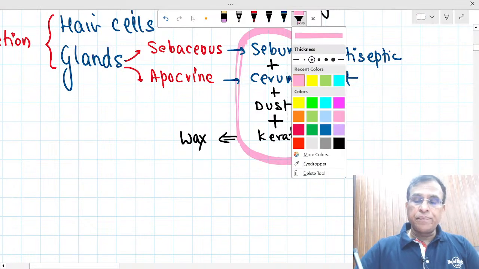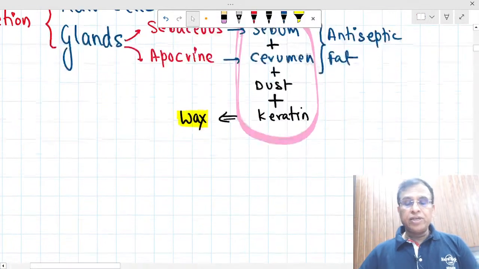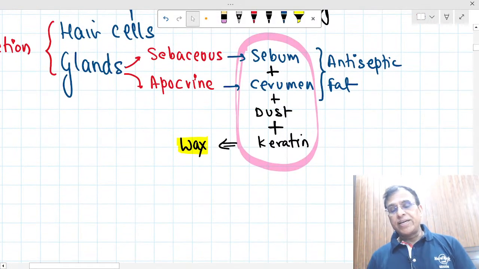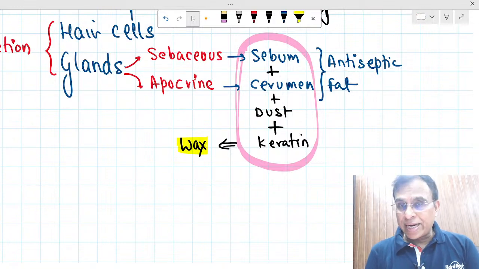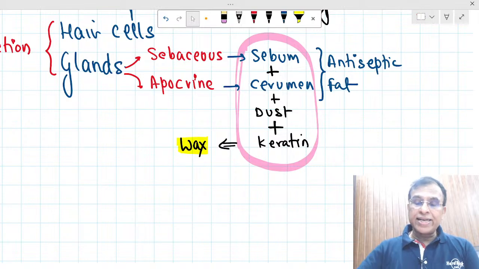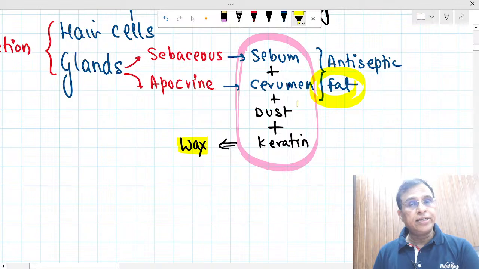And this is a very important MCQ. They ask you, what is the content of the earwax? So if I ask you, what is the content of the earwax? You have to say sebum, cerumen, dust, and keratin. And wax carries a lot of fat. A lot of fat in it.